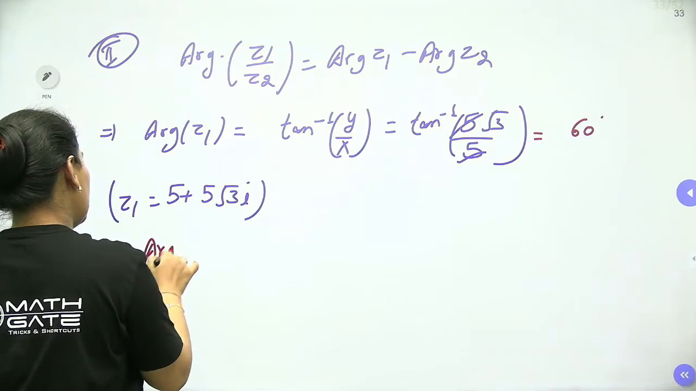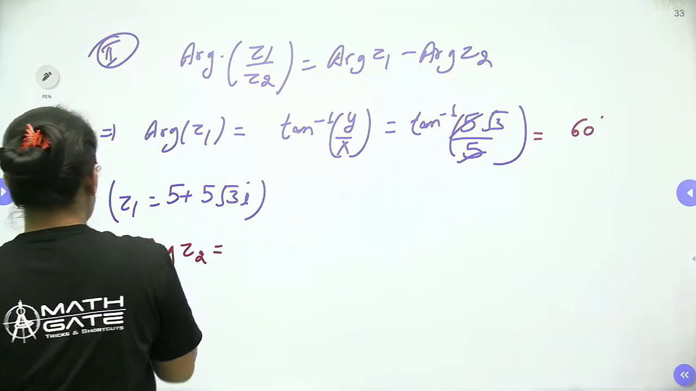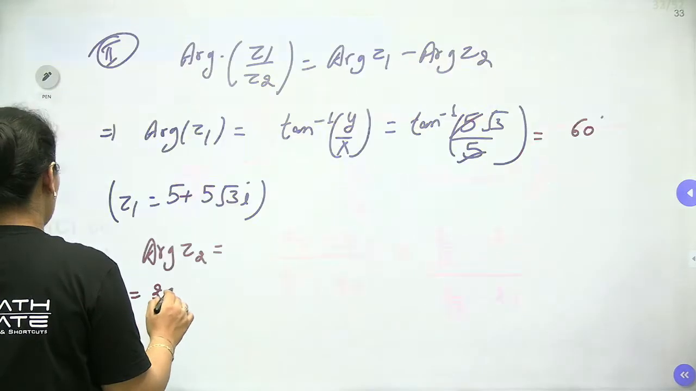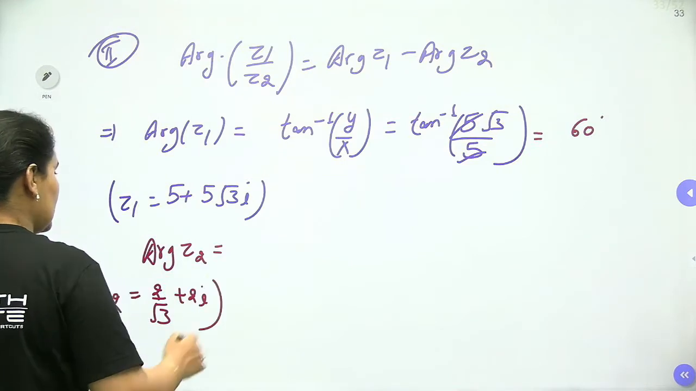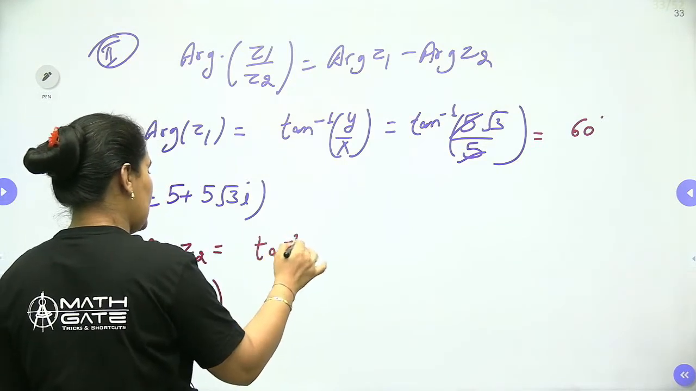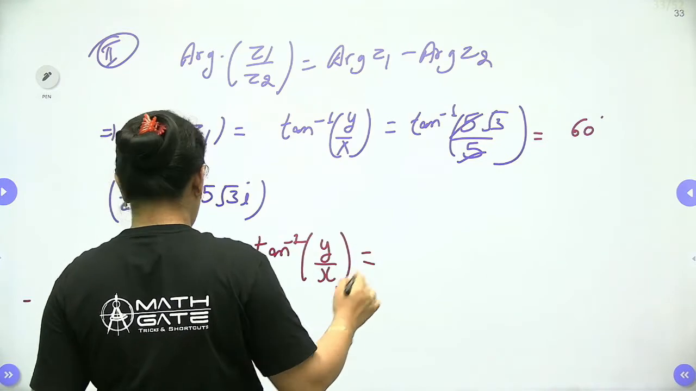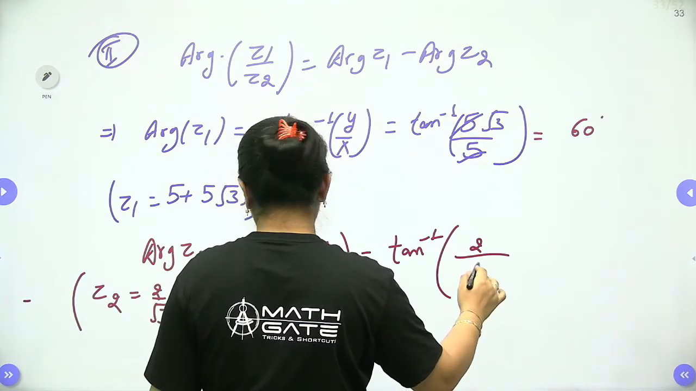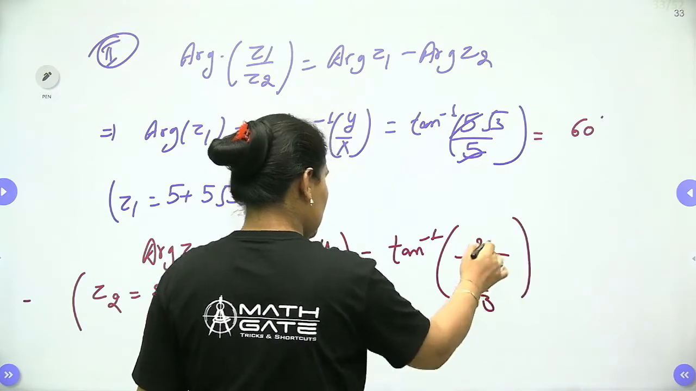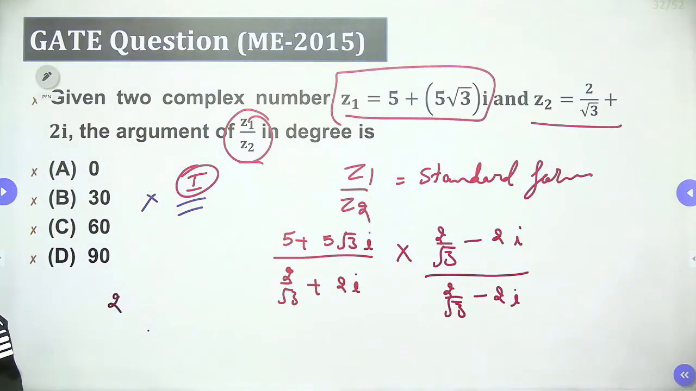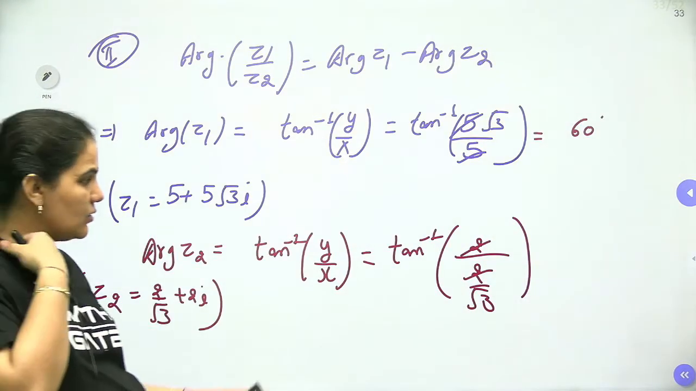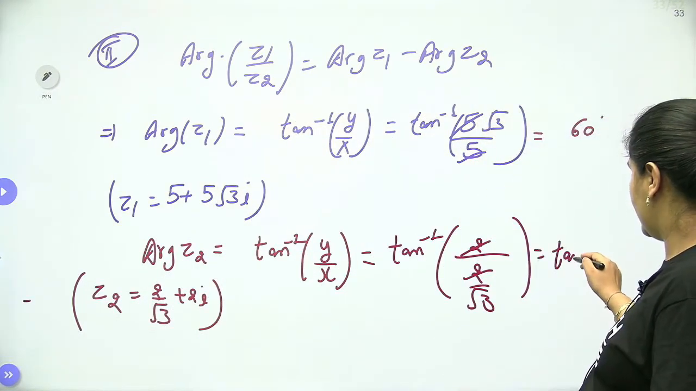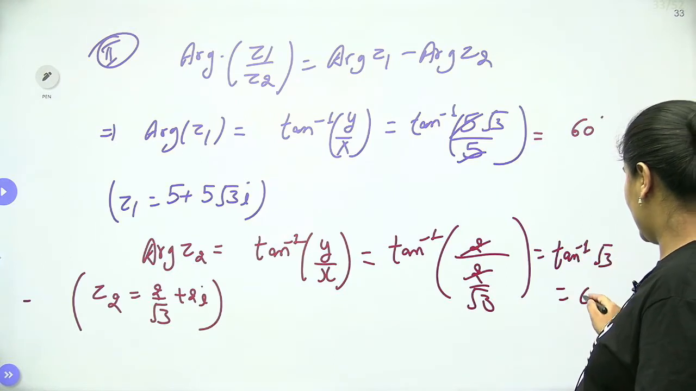Here we have to find the argument of z2 also. Let me write down here z2 also. It is 2 by root 3 plus 2 iota we are having. So it will be tan inverse y by x. So tan inverse y is 2 divided by 2 by root 3. Again we can say the 2 and 2 will be cancelled out. We are having again tan inverse root 3, means the value of tan at root 3 is nothing but 60 degree. So it is again 60 degree.